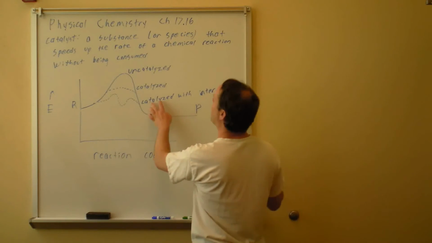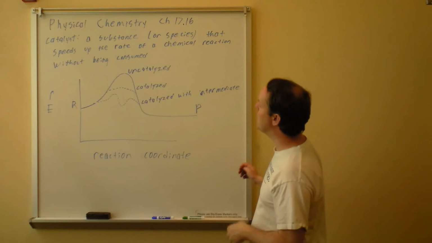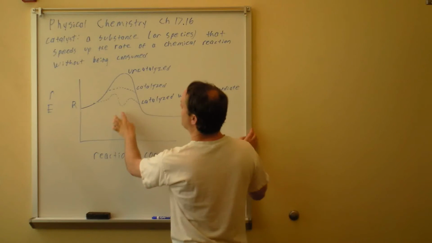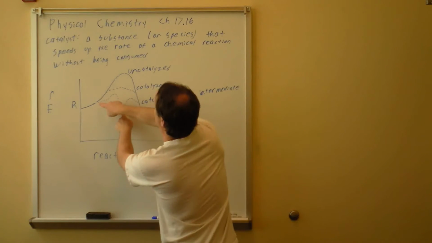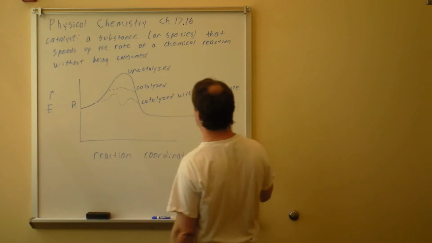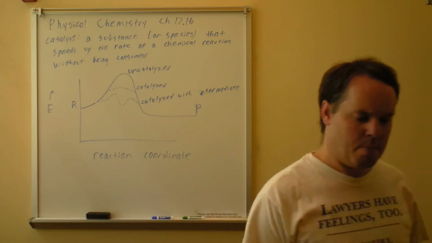Now, of course, it can be more complicated. Let's say you have a catalyzed reaction, but there's going to be an intermediate step. You can have a couple different humps here. This would be your intermediate, and this would be the hump to get from the reactant to the intermediate, and then from the intermediate to the product, etc. But we'll go into the details of that in just a bit.